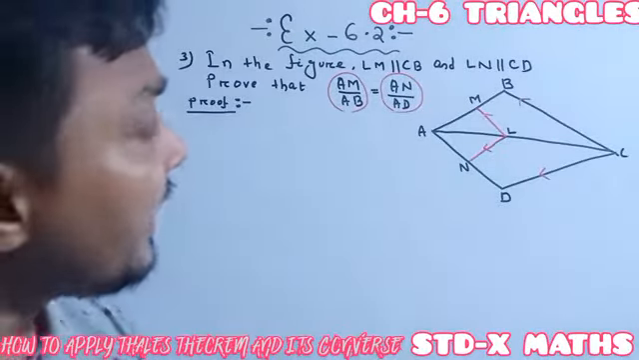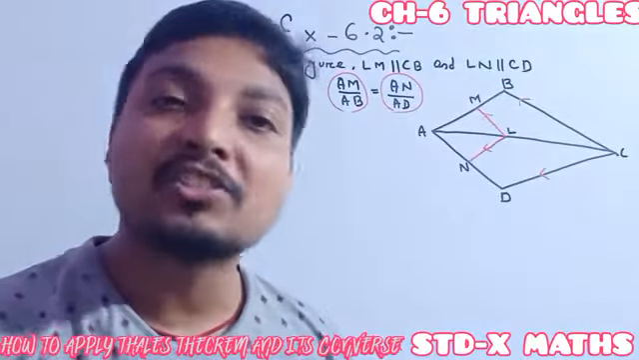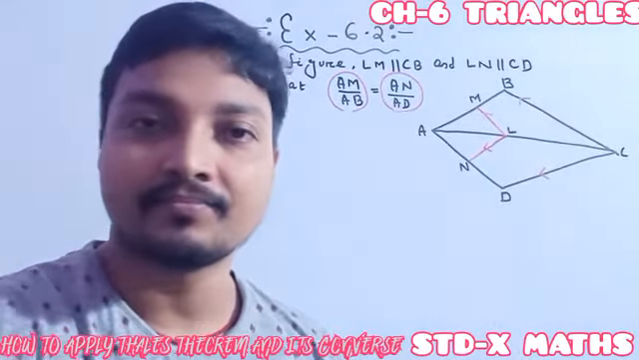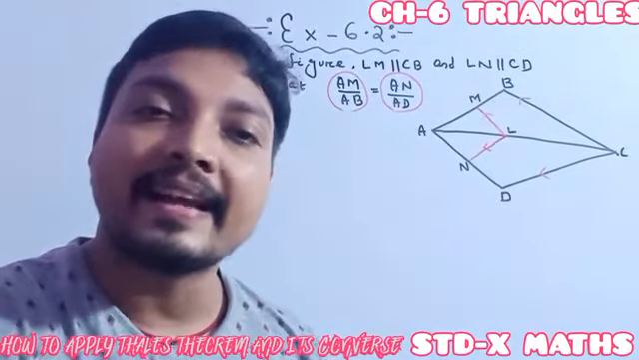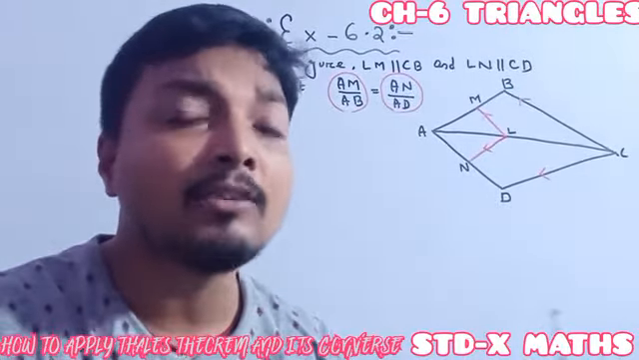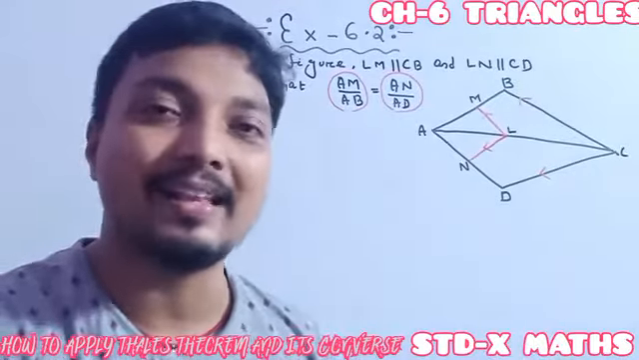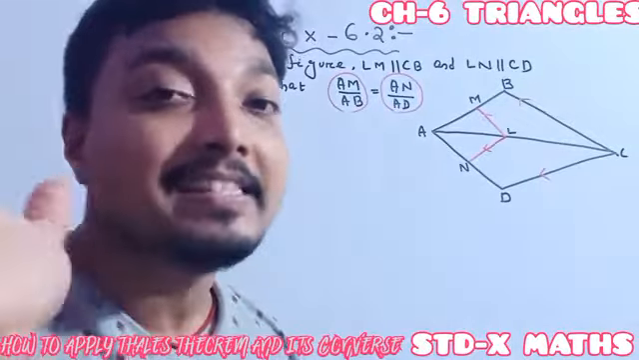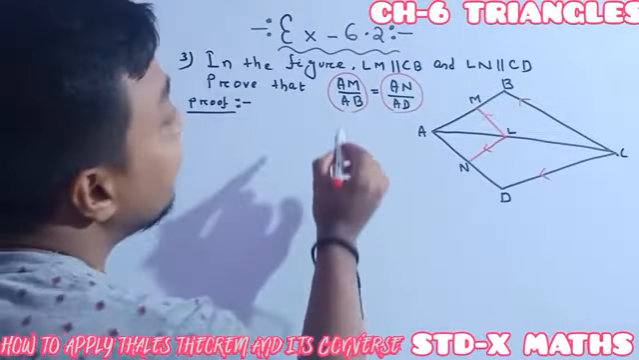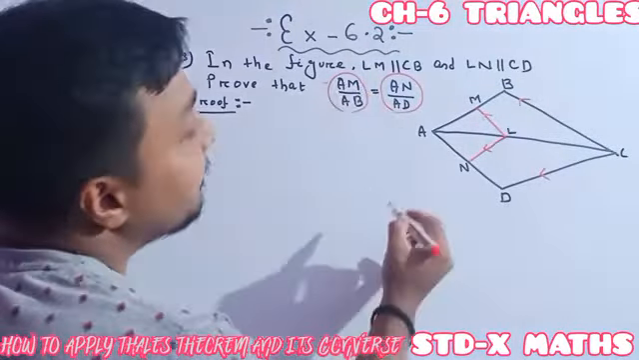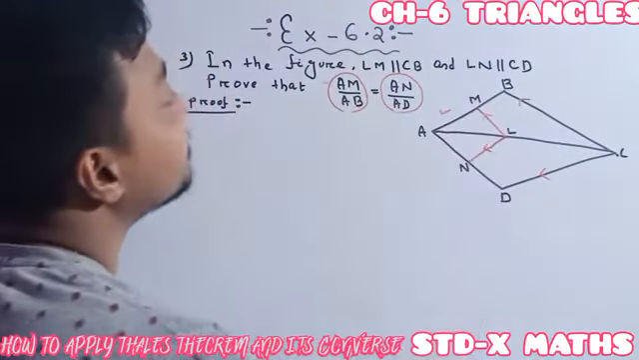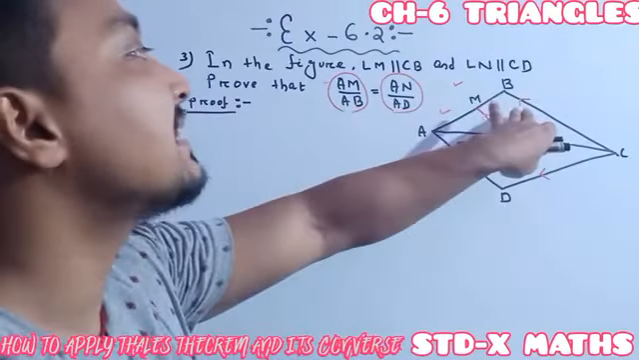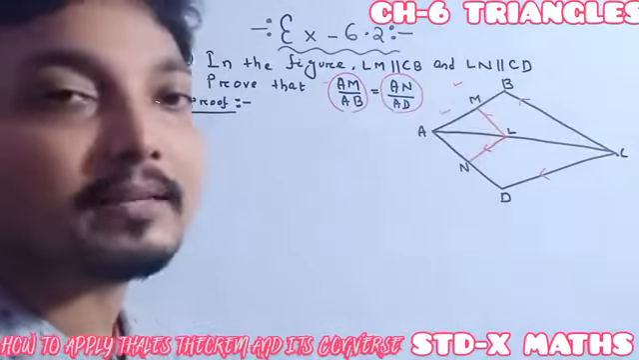Whenever you get any question related to the Thales theorem, it means one side is parallel and you have to show that the ratios are equal. So in this type of situation, you get an easy trick. Just see, you have to mark where AM is, here, and where AB is, the larger side. It means in this triangle, the smaller one and the larger one.